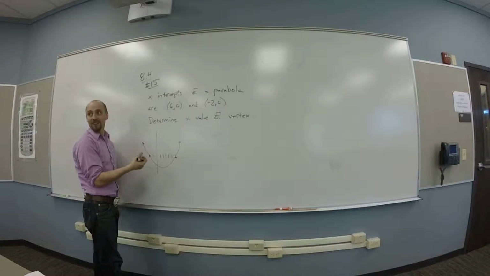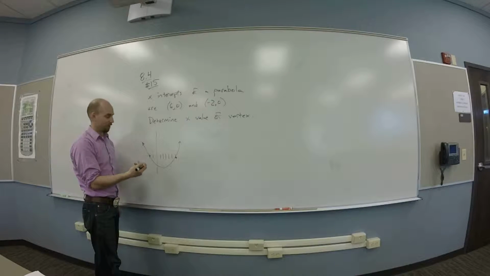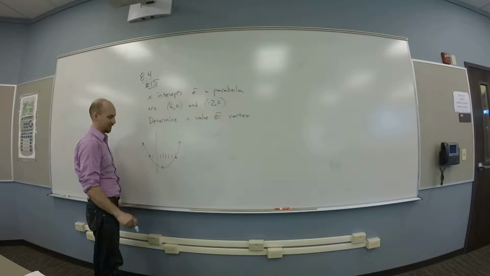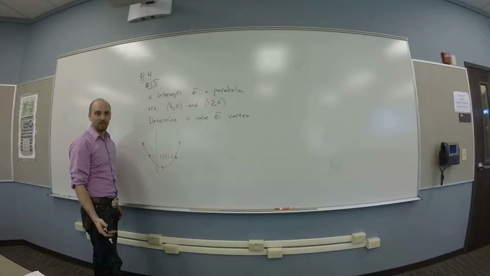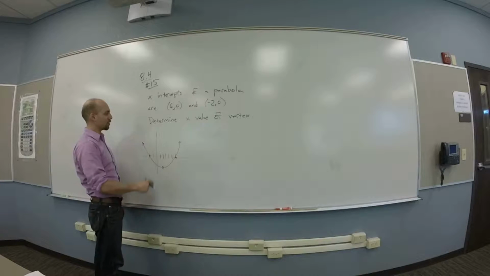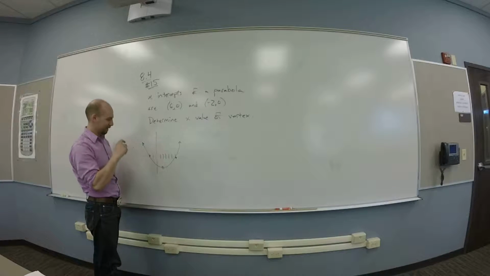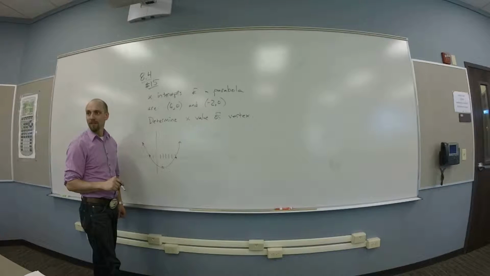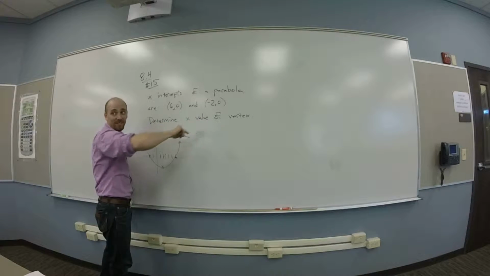So if it's symmetrical, where's the vertex? Exactly in between, right? You guys see that? So it's halfway between -2 and 6. Oh, so it doesn't want the actual point, just x. Determine the x value, right?